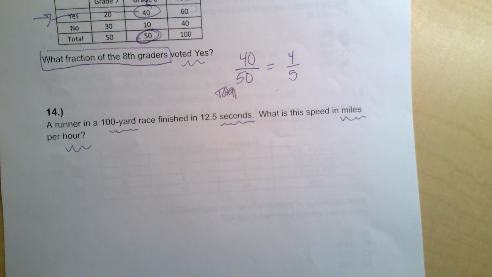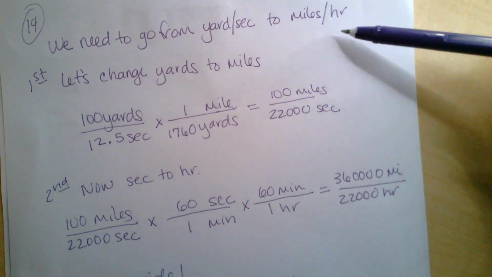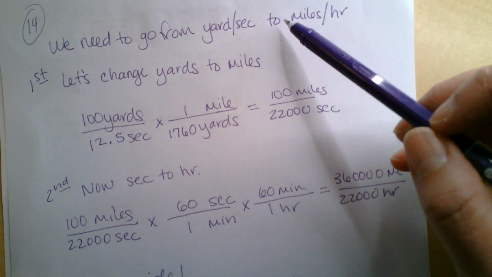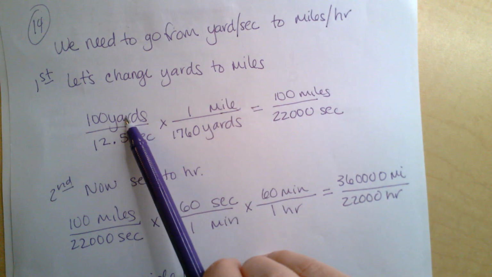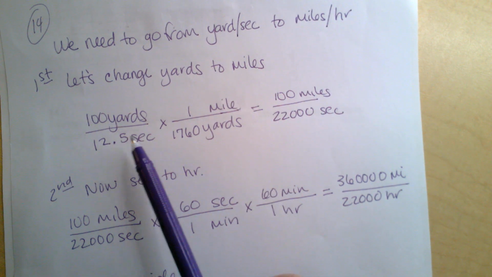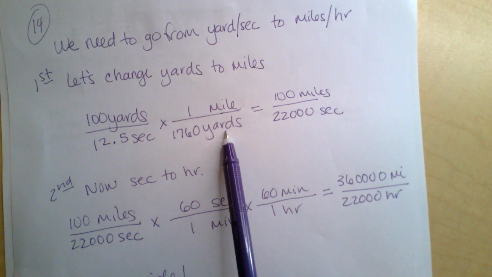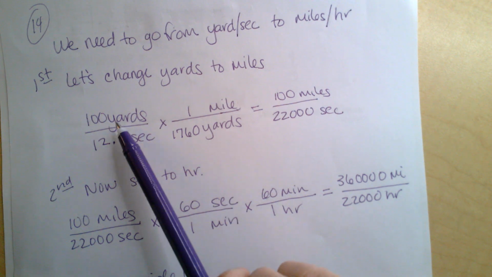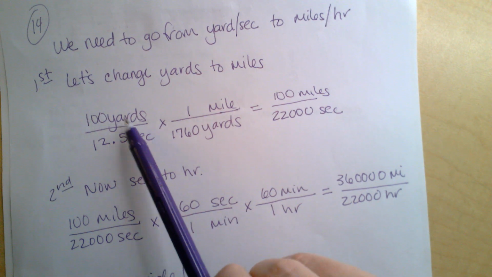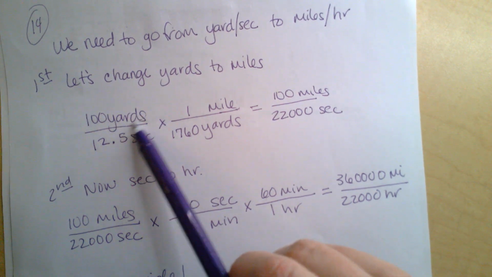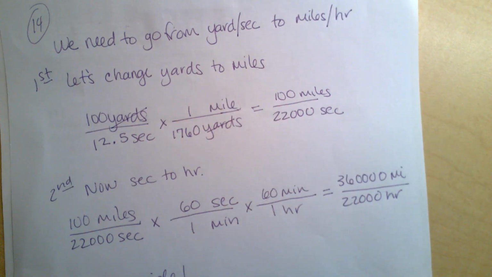This is a unit conversion one, and I'm going to do it in 3 steps. First, we need to go from yards and seconds to miles per hour. So let's change yards to miles. We have 100 yards in 12.5 seconds. We're not going to touch this yet. We're just going to multiply by 1 mile is 1,760 yards. Now, here's my trick for unit conversion. What you want to change is in the numerator, yards, so it has to be in the denominator so they can cancel out. That's how you know to set up your problem.